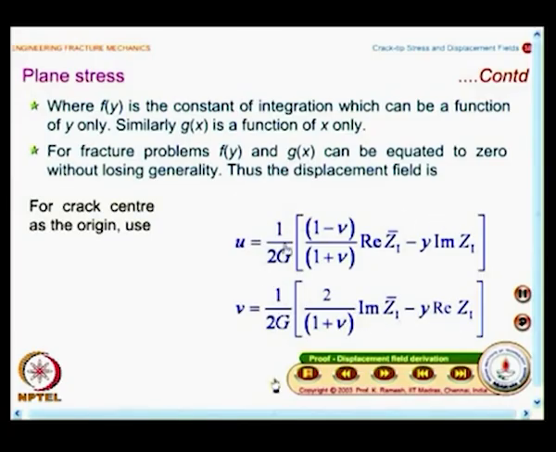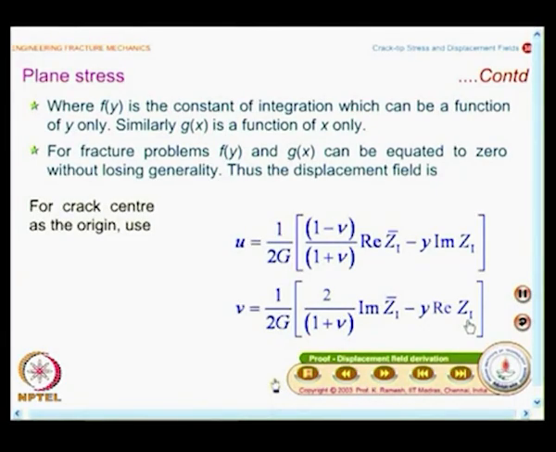u is given as 1 by 2 G of (1 minus nu) divided by (1 plus nu) multiplied by real part of Z1 bar minus y imaginary part of Z1, and v is given as 1 by 2 G of 2 by (1 plus nu) imaginary part of Z1 bar minus y real part of Z1.